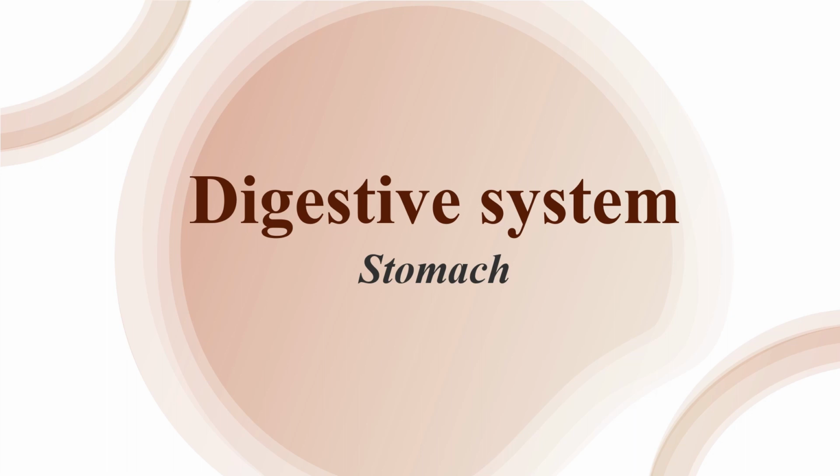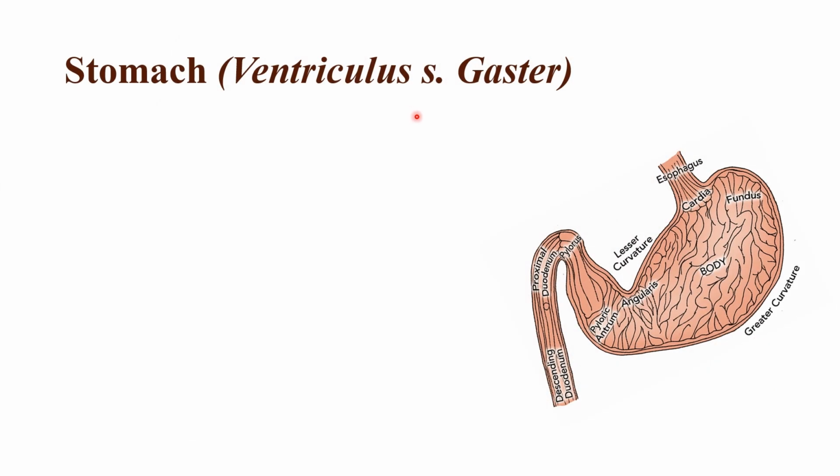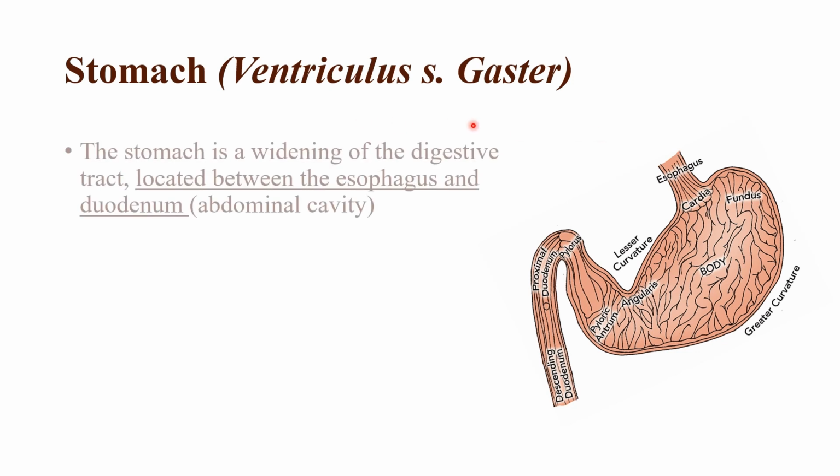Today we'll continue on the digestive system and we'll talk about the stomach. Basically just its anatomy today. Always we'll start with the basics, so stomach or ventriculus or gaster in Latin is basically just the widening of the digestive tract and is located between the esophagus and the duodenum and is in the abdominal cavity.